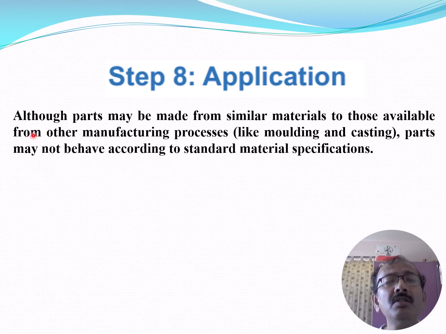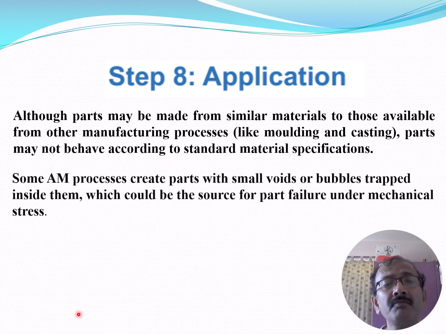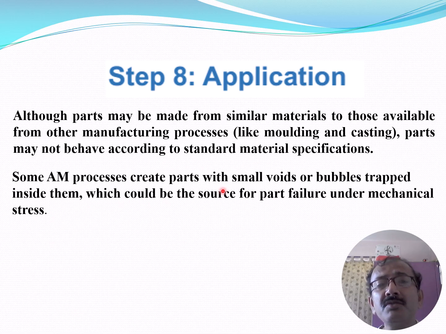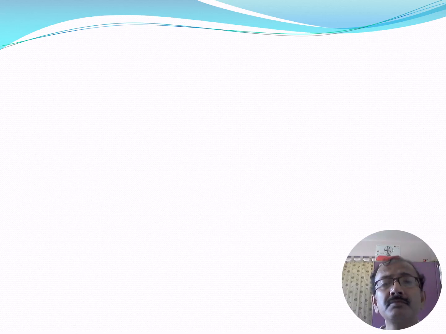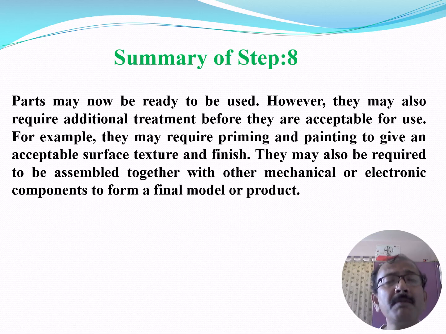Step 8. Although parts may be made from materials similar to those available from other manufacturing processes like molding and casting, parts may not behave according to the standard material application. Some AM processes create parts with small voids or bubbles trapped inside them, which could be the source of part failure under mechanical stress. So this is the summary of step 8.